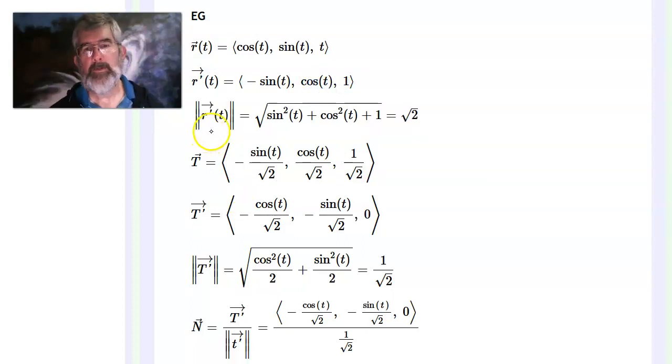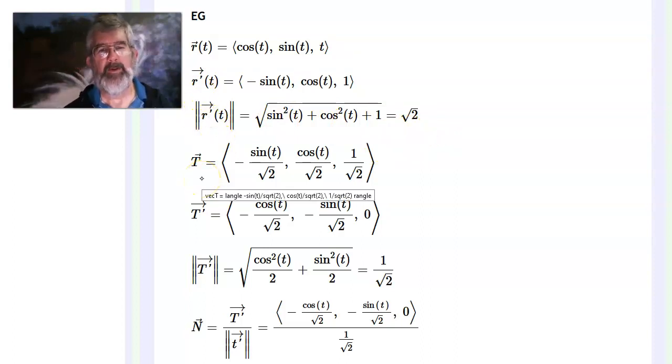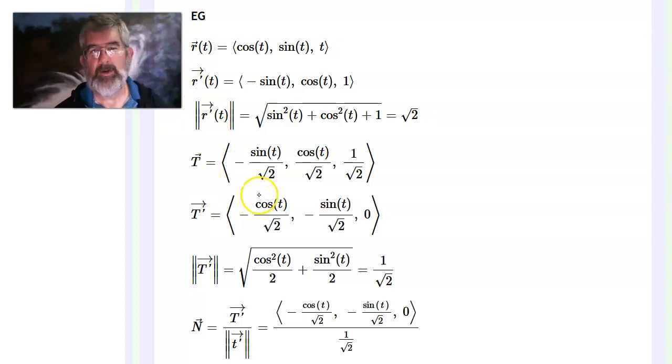The length of that derivative vector is the square root of the sum of the squares of all the components. So the square root of sine squared t plus cos squared t plus 1 squared, and the sine squared t plus cosine squared t is 1, and you end up with the square root of 2. So take r prime divided by the length of r prime, and that would be the unit tangent vector. So the unit tangent vector is just dividing each of those by radical 2.